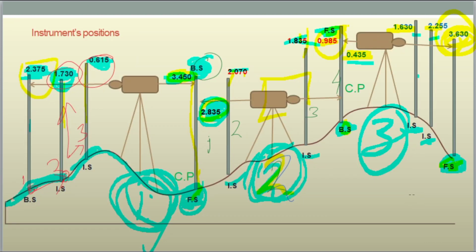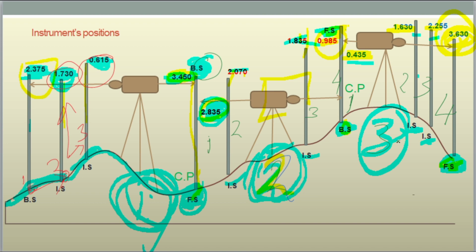Finishing that, we move again to the third positioning of the instrument. Here we had a change point. That means we again start with our back side. So this is the first reading, second reading, third reading, and here the fourth reading.